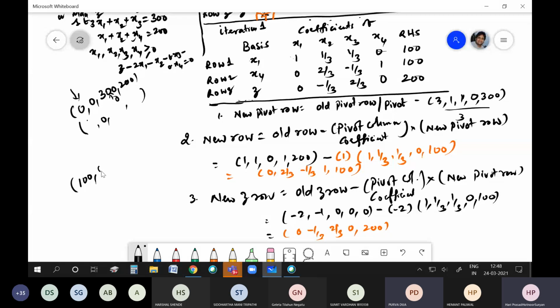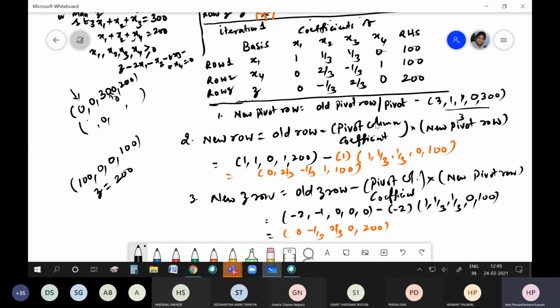0, because it is a non-basic variable. What is the value of X3? 0, because it is a non-basic variable. And what is the value of X4? 100. And what is the value of Z? 200. Okay.